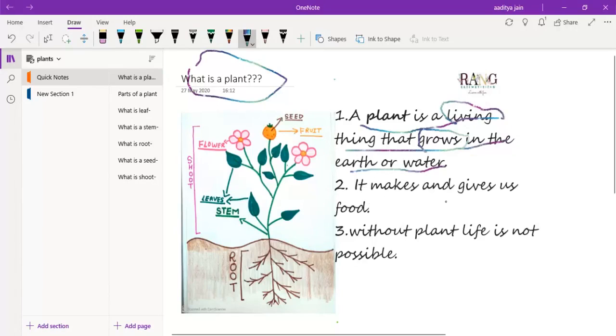It makes and gives us food. We all know that the fruits and vegetables we get are from the plant only. Can you see that a plant is making an orange? This means that it makes food and it gives us food. We know that the fruits and vegetables we get are from the plants. Without plants, life is not possible. We know that without eating fruits and vegetables, we cannot live because we will die of hunger. So, without plants, life is not possible.